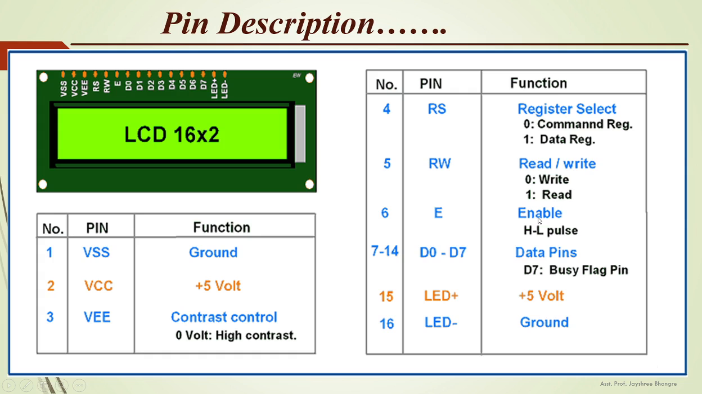Pin number 6 is the enable pin. In order to enable the LCD, or in order to activate the LCD, we have to send a high to low pulse to the LCD. Pins number 7 to 14 are the data pins, D0 to D7, and whatever data or command we want to write to the LCD, or whatever data we want to read from the LCD, must be placed on these data pins. Pin number 15 and 16 are the LED plus and LED minus pins, and these are used for backlight. So the LED plus pin must be connected to plus 5 volt, and the LED minus pin must be connected to ground.